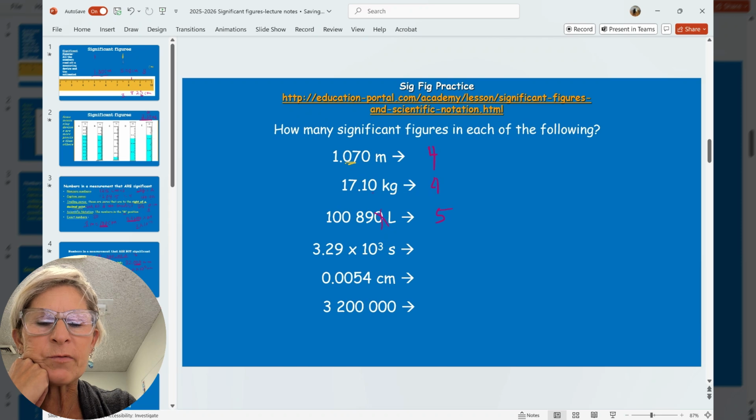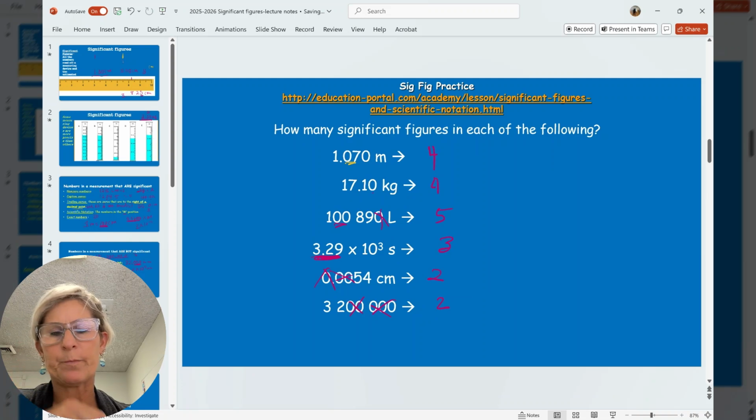This guy is not significant because there's no decimal. These two are significant because they're captured between the 1 and the 8. So I have 5 sig figs. Scientific notation, all numbers in this spot are significant, so I've got 3 sig figs. This guy is leading, not significant. These two are leading, they're not significant, so I have 2 sig figs. Our number right here, 3,200,000. Okay, I have 2 sig figs. These are not significant because we've got no decimal.